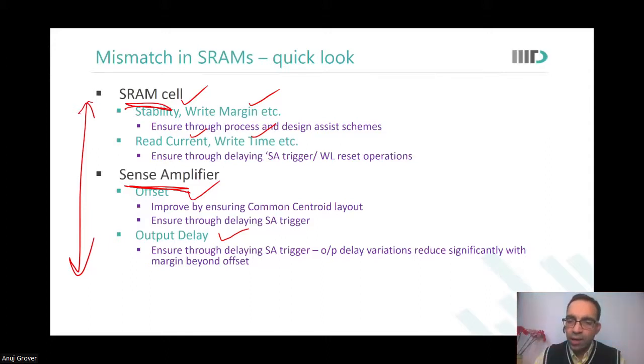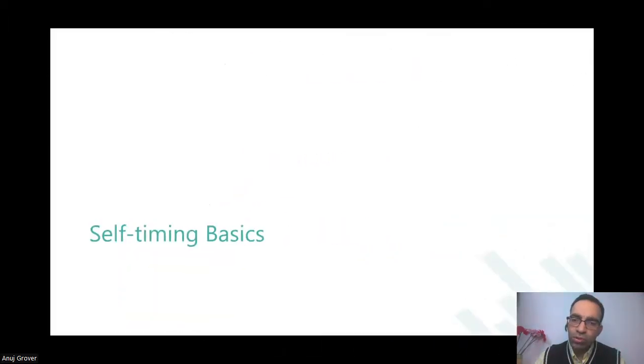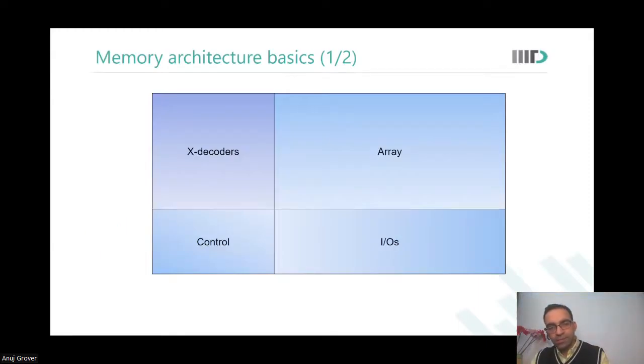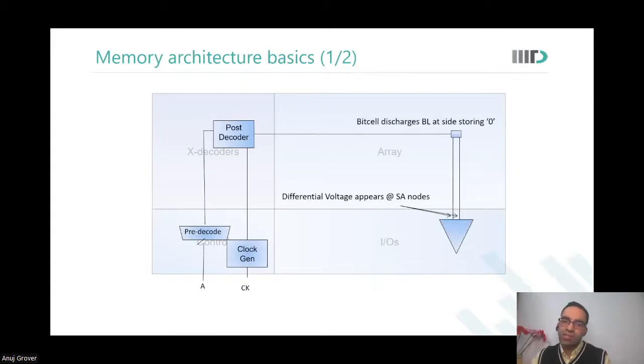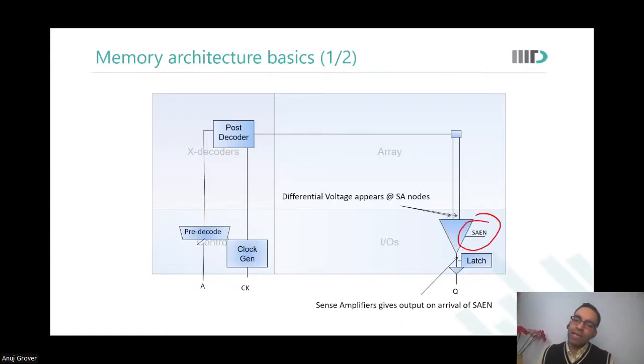So these are small circuits. But a memory will be functional not only when these small circuits are functional, but also when you always have the right kind of architecture so that SAEN arrival is at the right time. You remember this diagram where we said that, okay, when the word line is selected, the bit cell will discharge and differential will appear at the sense amplifier nodes. You remember this? What we want to say is that this SAEN should arrive at a time so that the minimum offset requirement of the sense amplifier is always met.